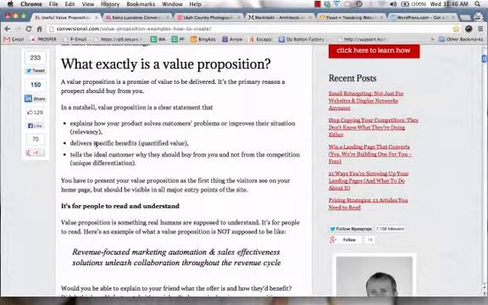Second, it should deliver a specific benefit or benefits. Quantified value, something that you can measure. We're going to get into some of these examples shortly, but this is just the overview. And third, it should tell the ideal customer why they should buy from you and not from the competition. This differentiates you from the pack.